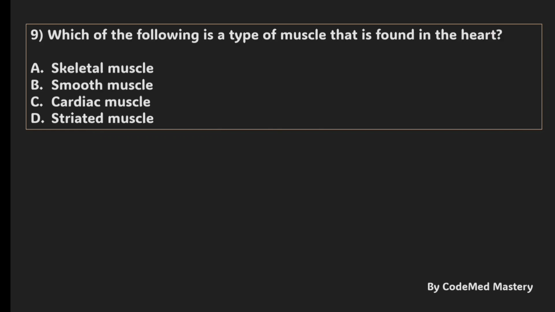Next question. Which of the following is a type of muscle that is found in the heart? Option A, skeletal muscle. Option B, smooth muscle. Option C, cardiac muscle. Option D, striated muscle. And the right answer is option C, cardiac muscle. Cardiac muscles are found only in the heart. These muscles contract to pump blood throughout the body. They work automatically without conscious effort.